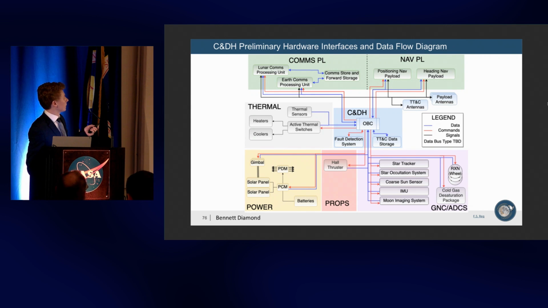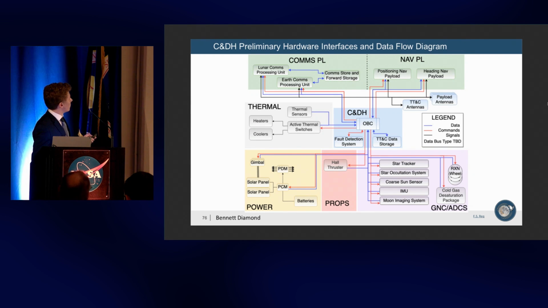We also have our tracking, telemetry, and command data storage. So if commands are sent up or a software patch is sent up, that will be stored here before being booted onto the onboard computer. As you can also see, the CNDH system interfaces with every single other system on the satellite, not only the comms payload and the nav payload, but also the thermal, power, propulsion system, GNC, and ADCS systems. You'll notice that commands are being sent to all the systems, so it could be like turn on or fire our Hall thruster at a certain power.